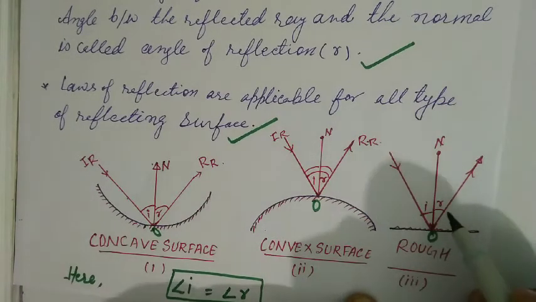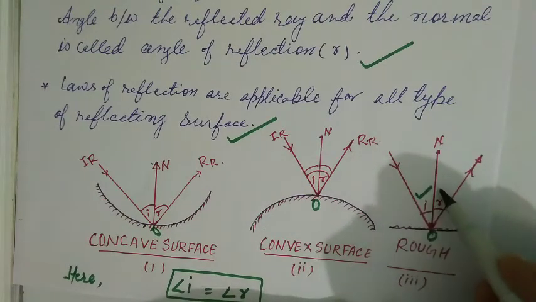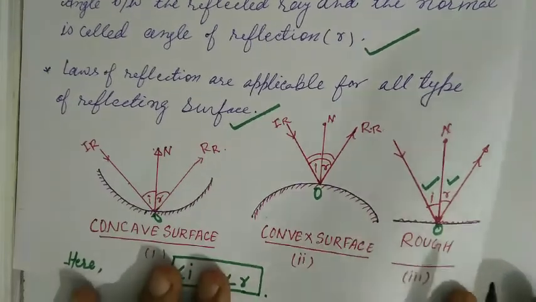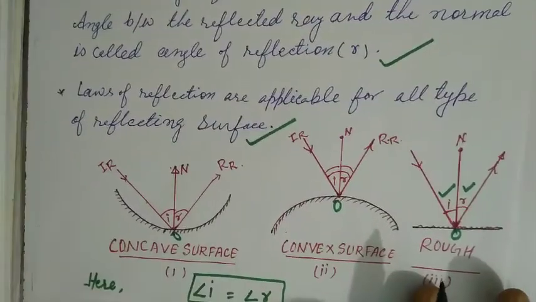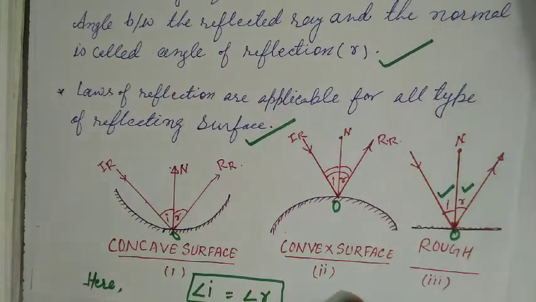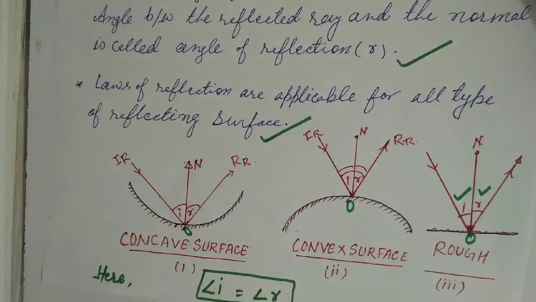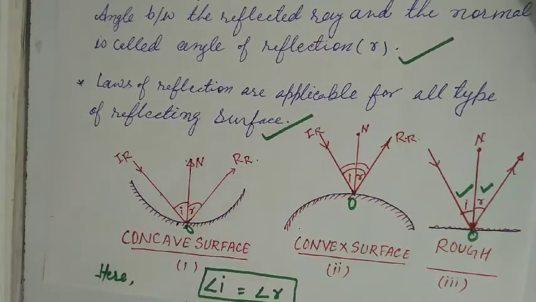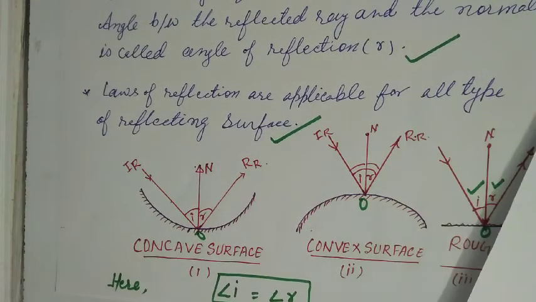Angle of reflection, not reflected ray. So the angle of incidence I must be equal to the angle of reflection R. So these are the very important laws of reflection, which play a very important role in calculating the various numericals regarding the laws of reflection. Okay, next point, we will discuss some points about that.